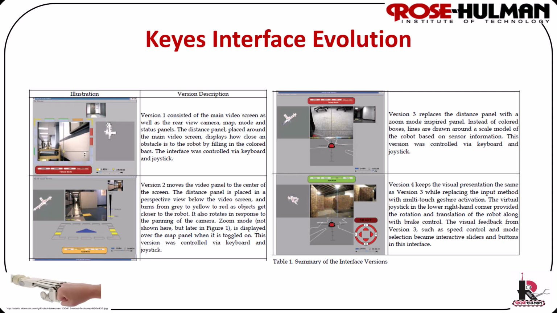In version 3, they replaced the distance panel with a zoom mode inspired by that panel. Instead of colored boxes and lines drawn around a scale model of the robot, it is based upon actual sensor data. This version could also be controlled with a keyboard or a joystick. And then finally, the bottom right is version 4, where you still keep the visual presentation in the middle while replacing the joystick input method with multi-touch gesture activation. The robot now has braking control and visual feedback. The visual feedback is maintained because people are most comfortable with visual or camera feedback, maybe because they know it the most from television or cell phone images, etc.